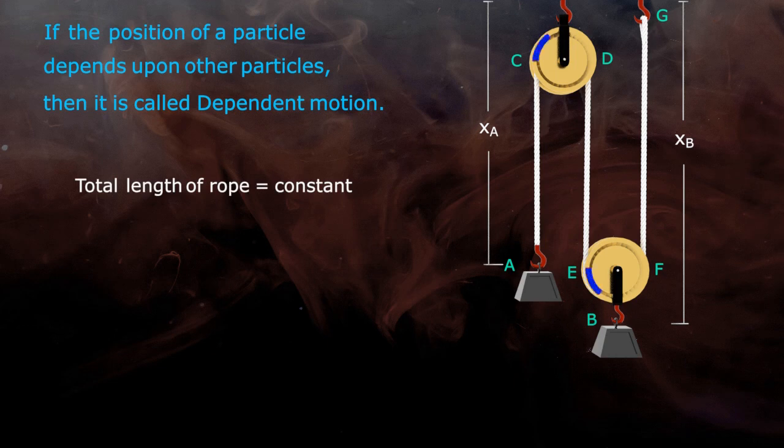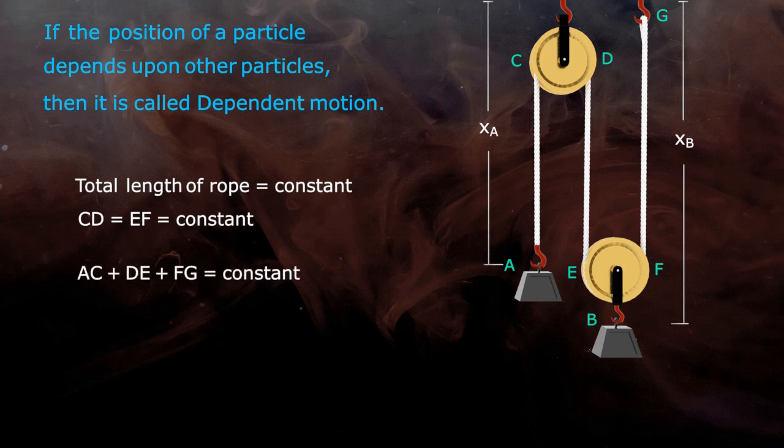Also portions CD and EF of rope are wrapped around pulleys, and as the diameters of pulleys are not changing, these lengths are constant too. Only lengths of segments AC, DE and FG can be changed. But as the total length of rope is constant, summation of lengths of these three segments is also constant.